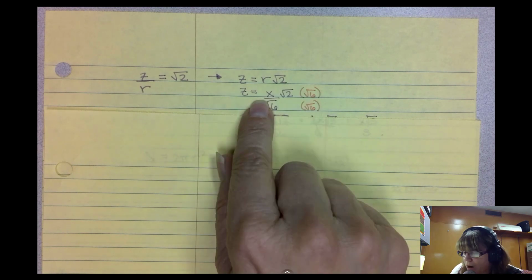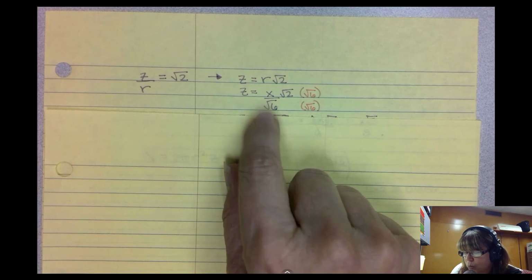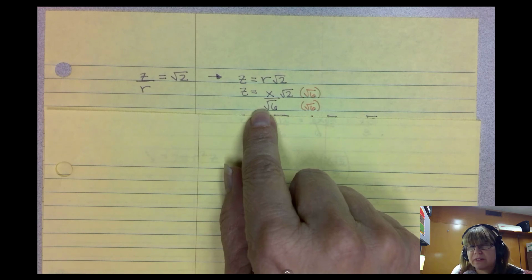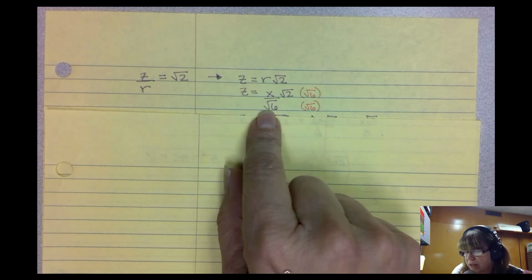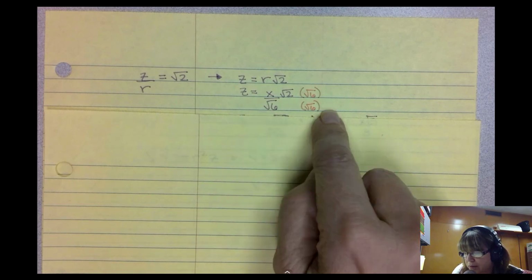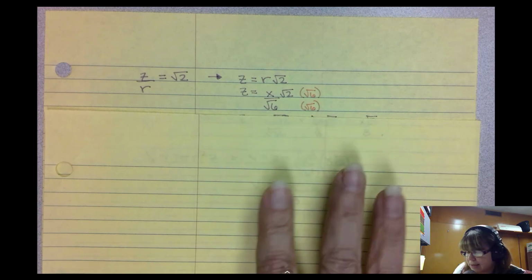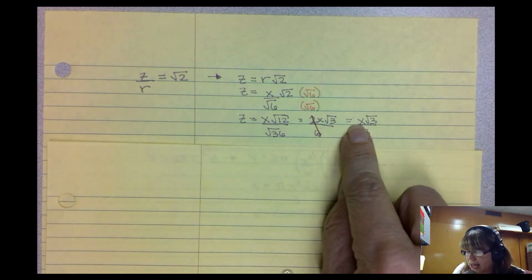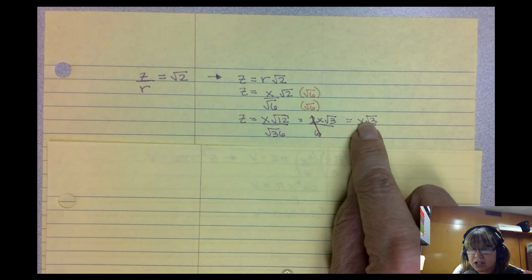We know what r is. That was x over the square root of 6. Now I'm going to get rid of this square root of 6 down in the denominator. I really don't like it down there. Your book does it a little bit differently, but I'm going to get rid of this square root of 6 down below by multiplying both top and bottom by the square root of 6. Doing that, I get z equals x times the square root of 3 over 3.